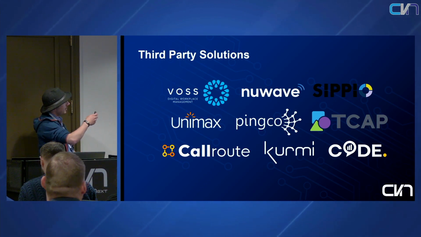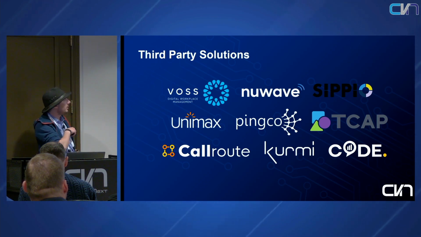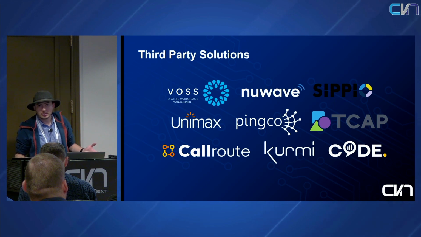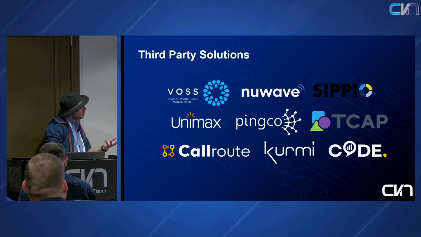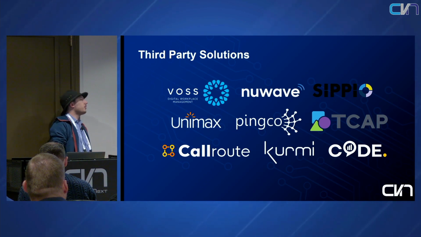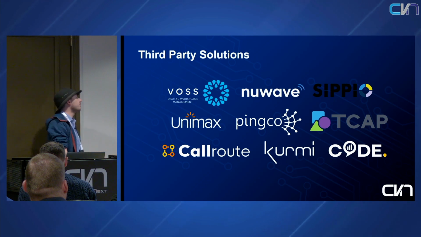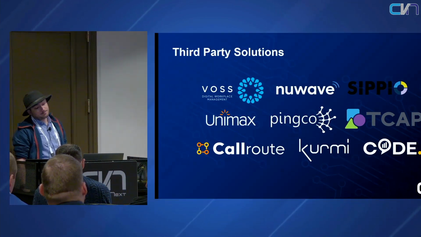Pingco and TCAP, NewWave, Scipio, and CallRoute are all routing people, right? Voss, Unimax, Kirby, and Code are all UC automation. Which do you need? How much of it do you need? Are you a giant enterprise or are you a small business? We all do things differently. Some of us look very different, right? We have different user interfaces. And we all work with different platforms.